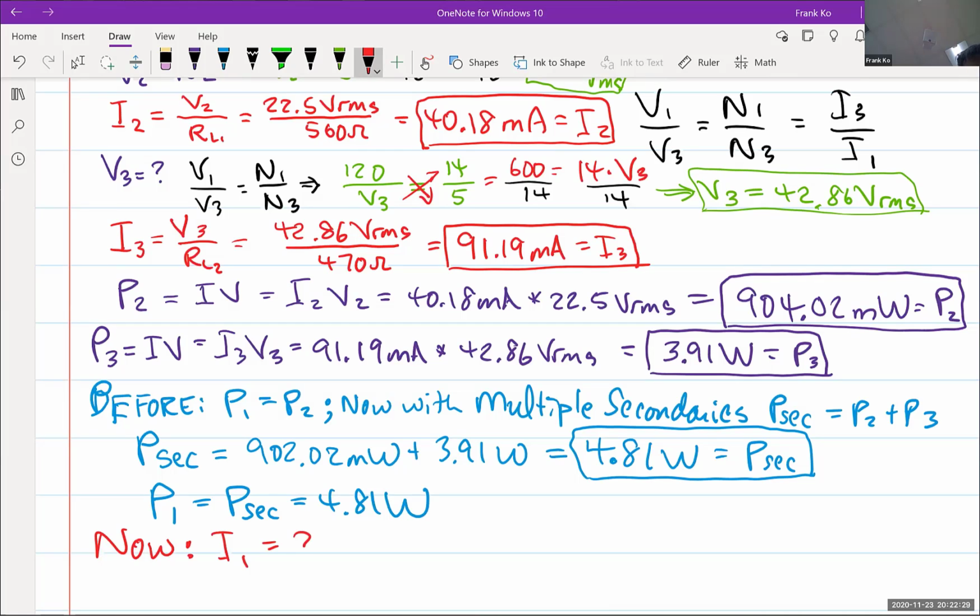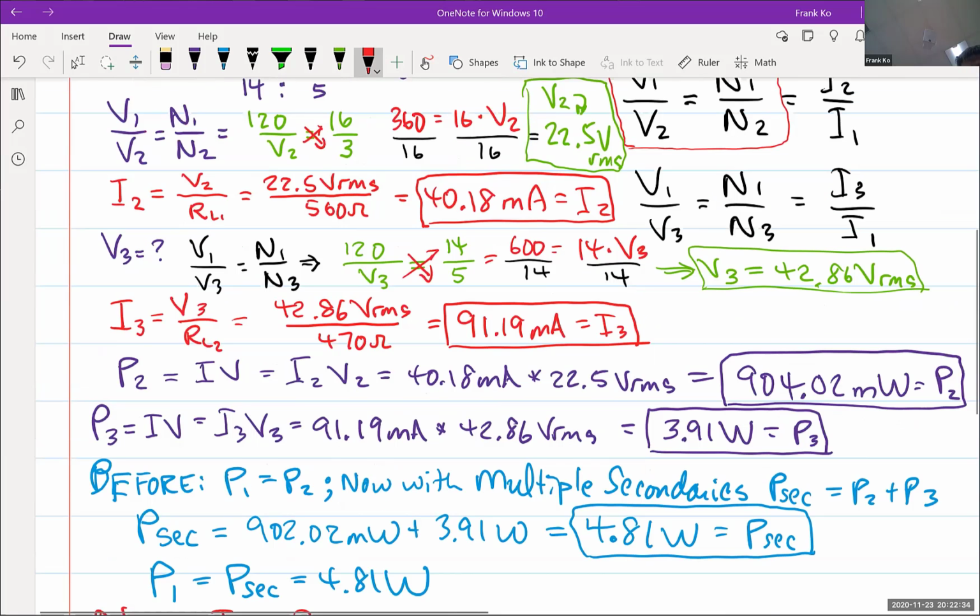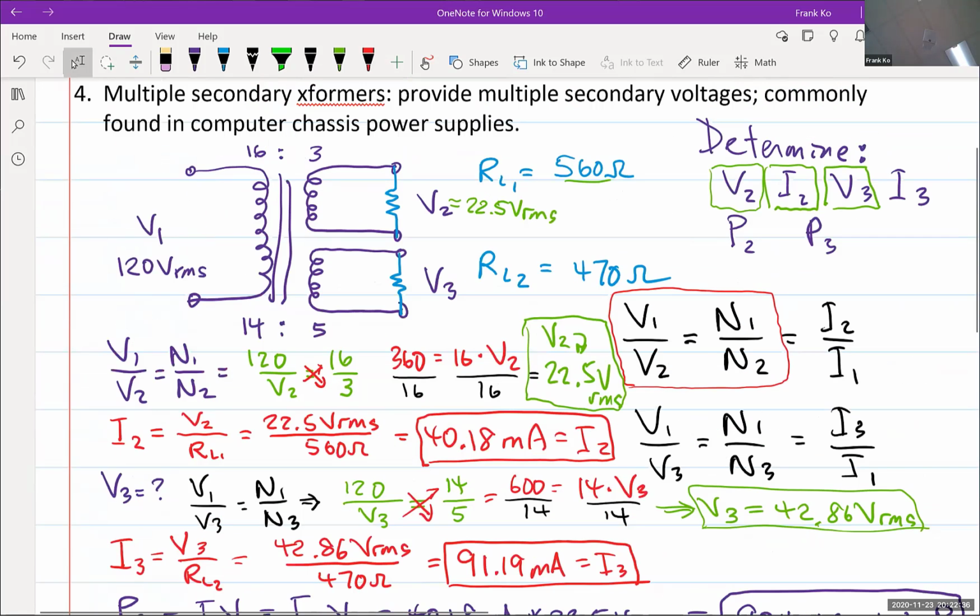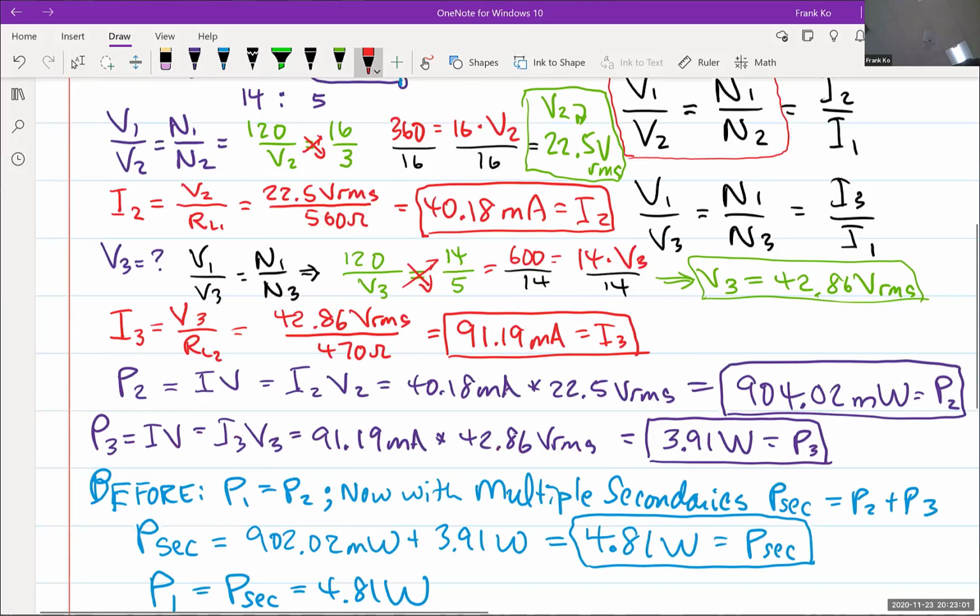I1 equals question mark? With I1, if you look at the original transformer formulas, let me scroll back up to the beginning. If you look at our original transformer formulas, we had I2 over I1 equals these ratios, I3 over I1 equals these ratios. We can't quite use these formulas to determine I1 because we have multiple secondaries. Does somebody have a guess as to how we determine I1?